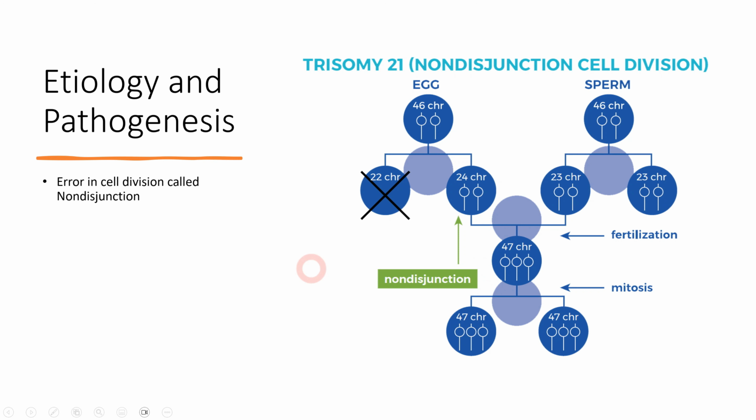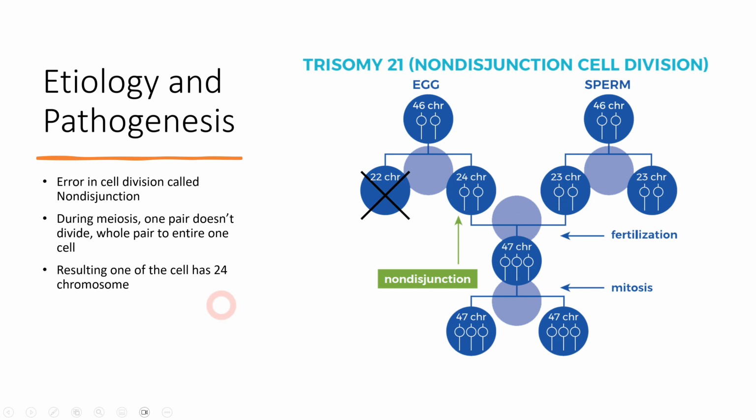So this error in cell division is called non-disjunction, which is the main thing happening over here. As I've talked before, during meiosis, one of the pair doesn't divide completely. So one pair has two copies, and those two copies lead to 24 chromosomes, and that 24 chromosome cell, when combined with 23, forms 47 chromosomes. So one of the cells has 24 chromosomes, and then when fertilization occurs, an abnormal amount of chromosomes is present, which eventually leads to Down syndrome.